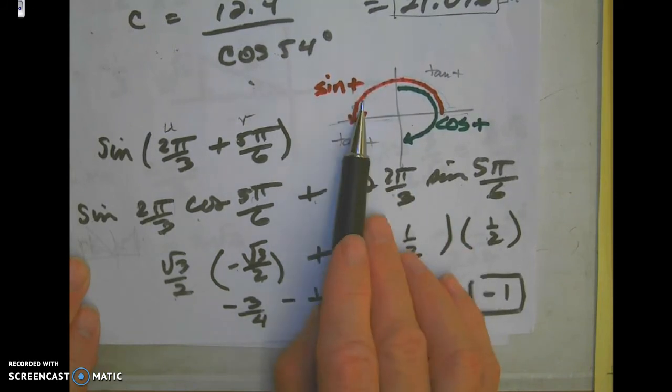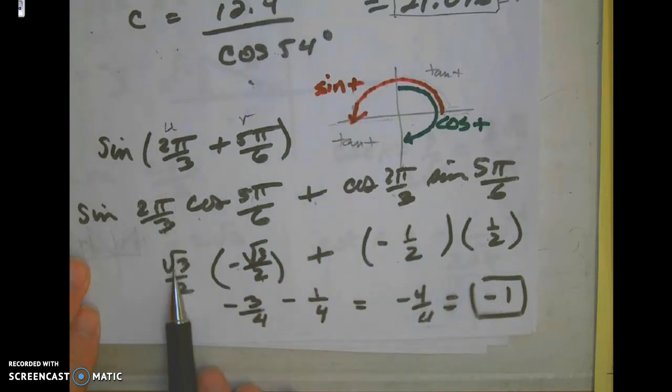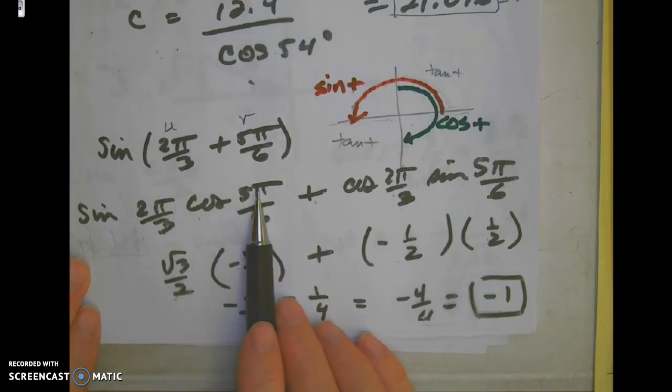So I know that my answer is going to be positive for sine of 2 pi over 3, which comes out to root 3 over 2. You get that from your table of sine, cosine, and tangent values, which you also probably want to include in your note sheet. Then I look at cosine of 5 pi over 6.